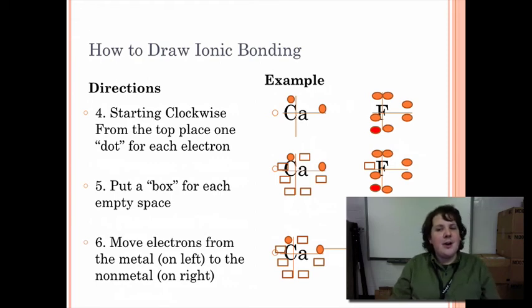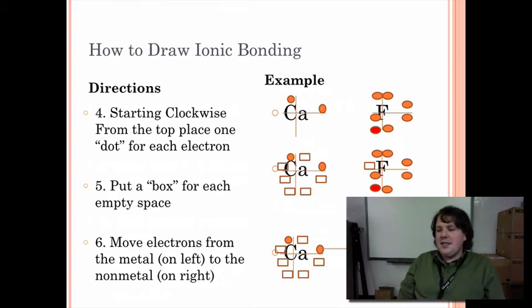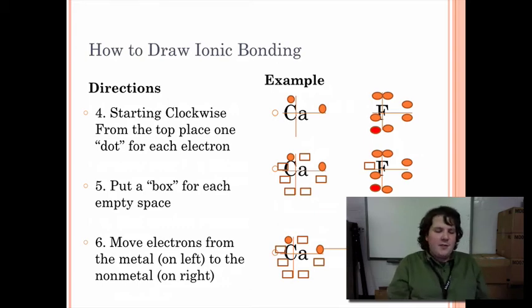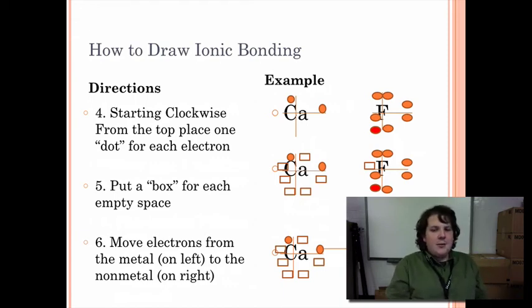Alright, now we got to account for all the empty spaces that they have in their valence shell. So calcium should have 6 empty spaces. 2 plus 6 is going to give us our 8. And fluorine should have 1 empty space. It starts off with 7 valence electrons and only has 1 space that's empty, keeping it from having 8.